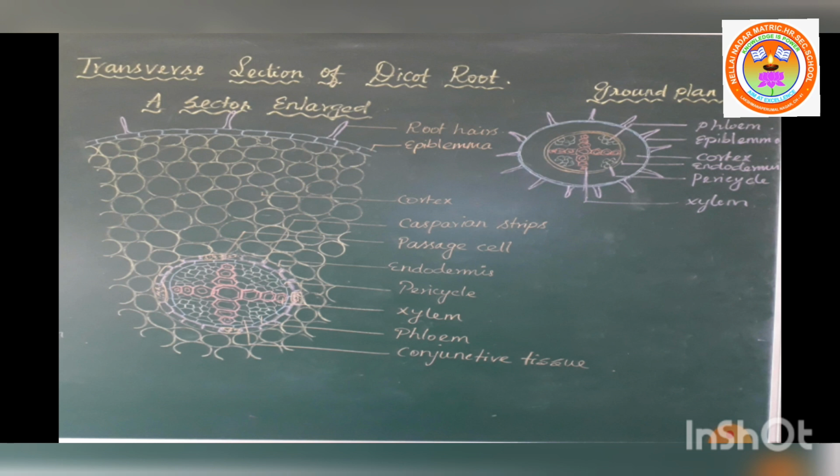This is about the internal structure of dicot root, for example bean root.